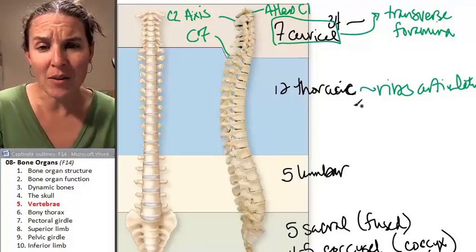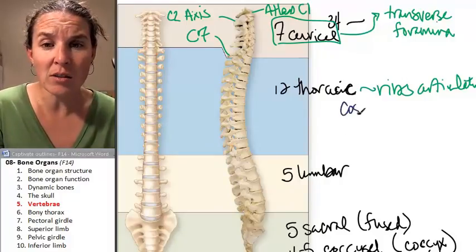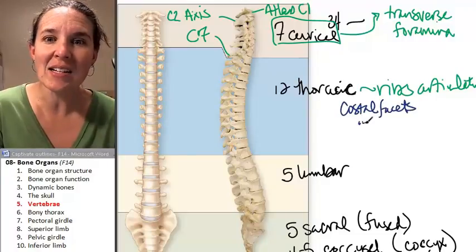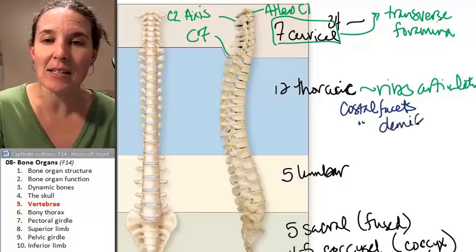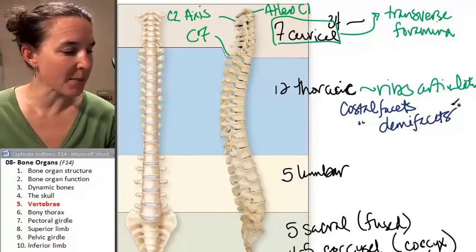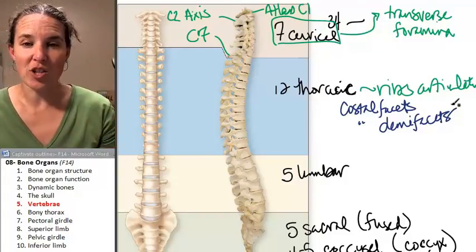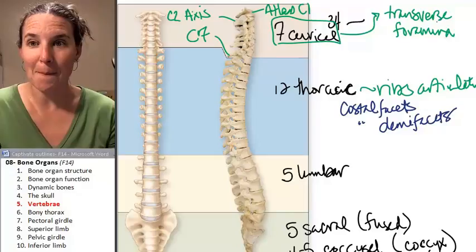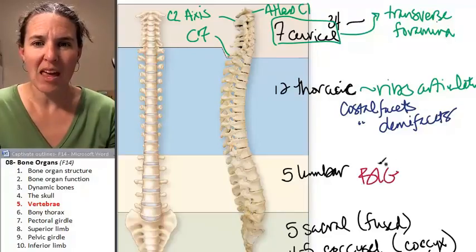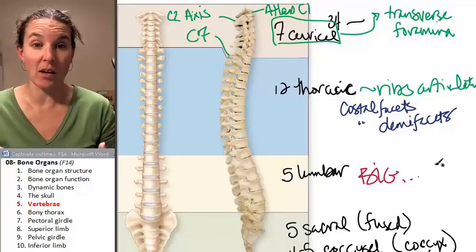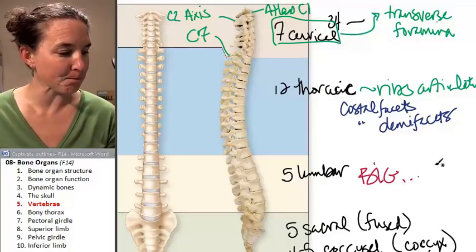I'm going to write them down. They're costal facets and costal demifacets. And I will tell you the difference. Our lumbar vertebrae are like the quintessential vertebrae. They're just big. We'll make it red. They're big, they're beefy, they're solid, which makes sense. They're holding a lot of your body.